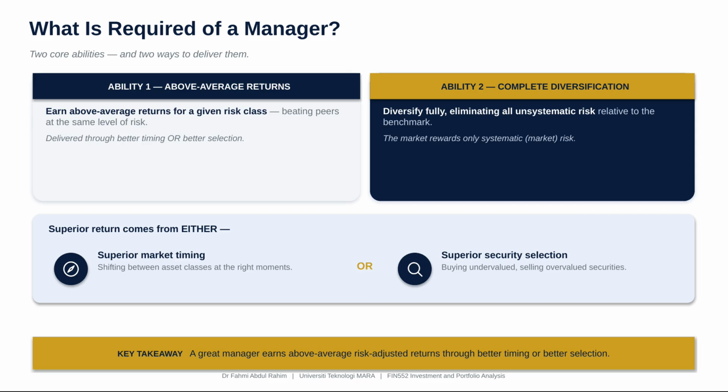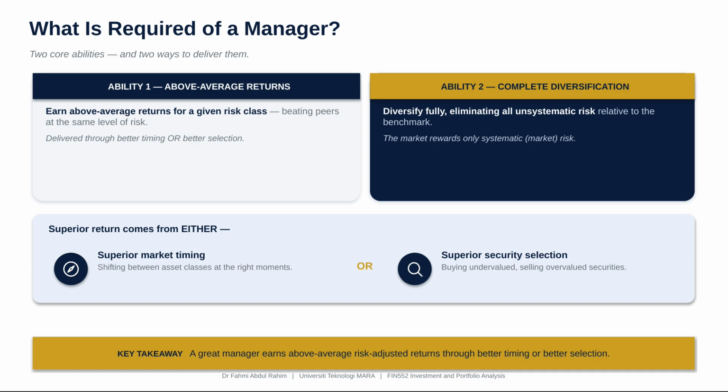So what exactly do we require of a good manager? There are 2 core abilities. The first ability, on the left, is to earn above average returns for a given risk class. In other words, to beat their peers who are taking the same level of risk. That superior return has to come from somewhere, and there are only 2 sources, which we will look at in detail next: better market timing or better security selection.